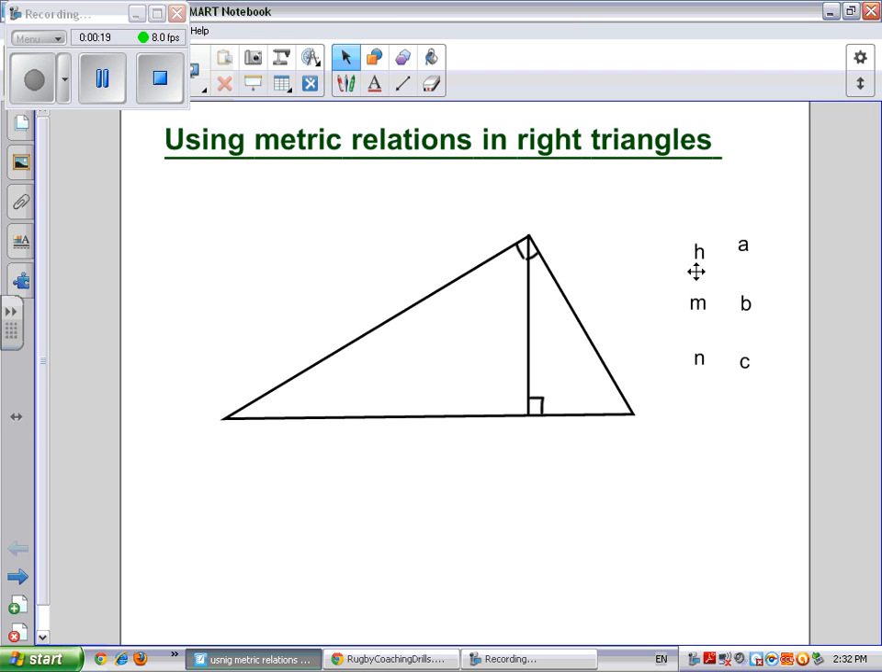So now that we've established that, the purpose of today's video is to give you some worked examples on how to use metric relations in right triangles to solve for missing side lengths. The first thing I'd like you to do is take a look at these letters on the right-hand side and see if you can place them in this triangle.